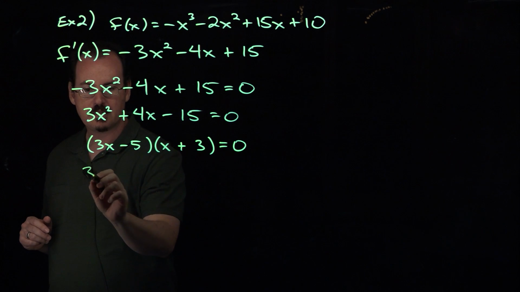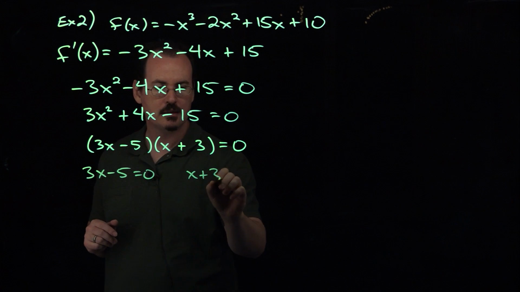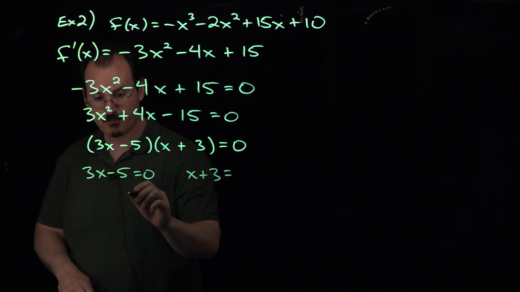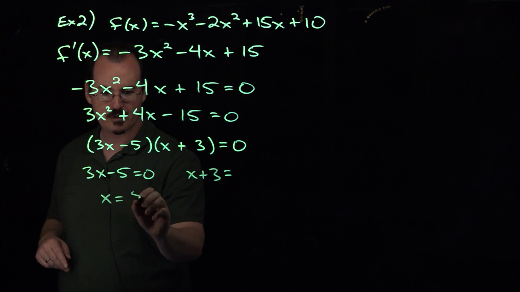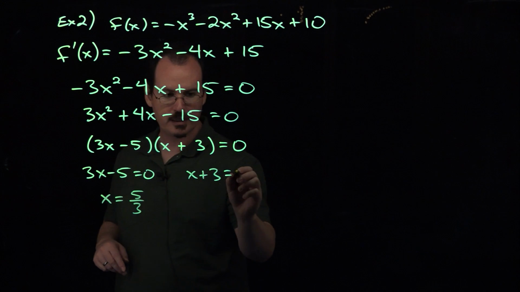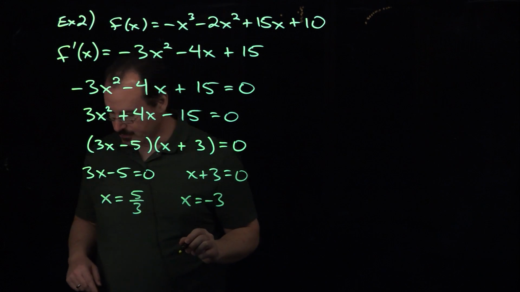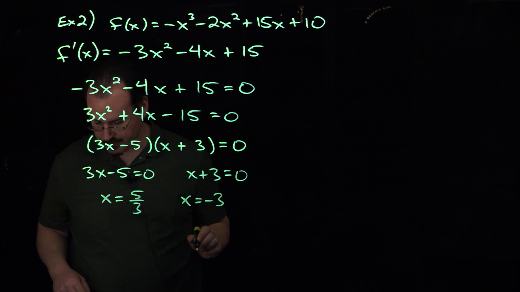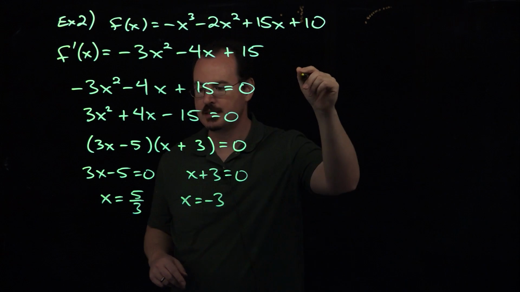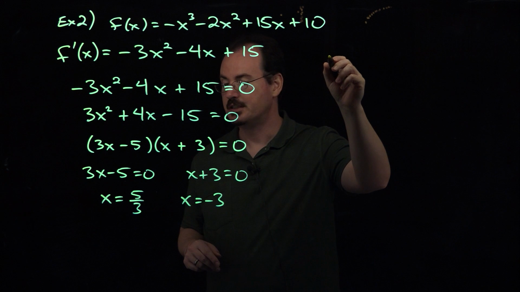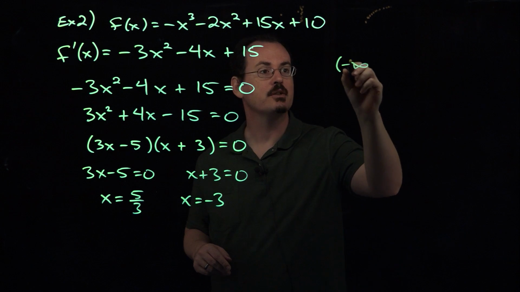So we set them separately to 0 to find those critical numbers. So we're going to get, if I add 5 to both sides and divide by 3, x equals 5/3. And then if I subtract 3 here, I get x equals -3. It says that we're trying to find the intervals of increase and decrease. The way we do that, and this is really leading to the first derivative test, although this question is only asking for increase-decrease intervals, we'll go ahead and make this table. That's what we're typically going to be doing with this kind of thing.